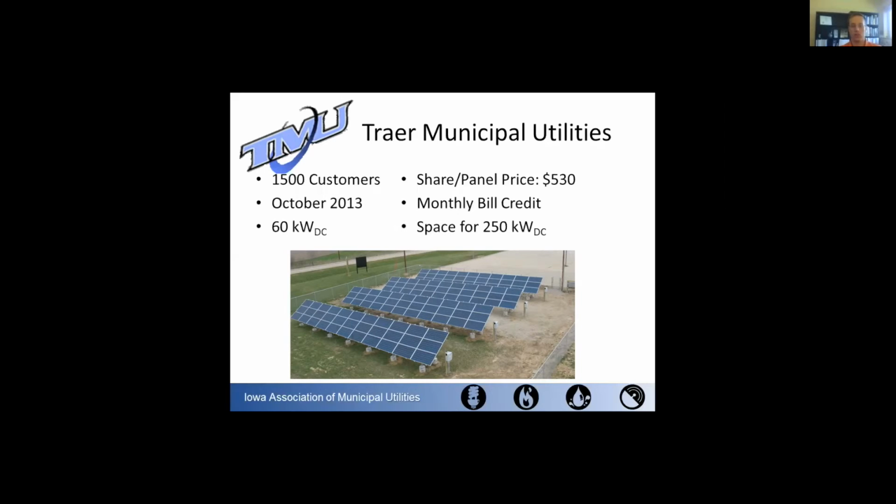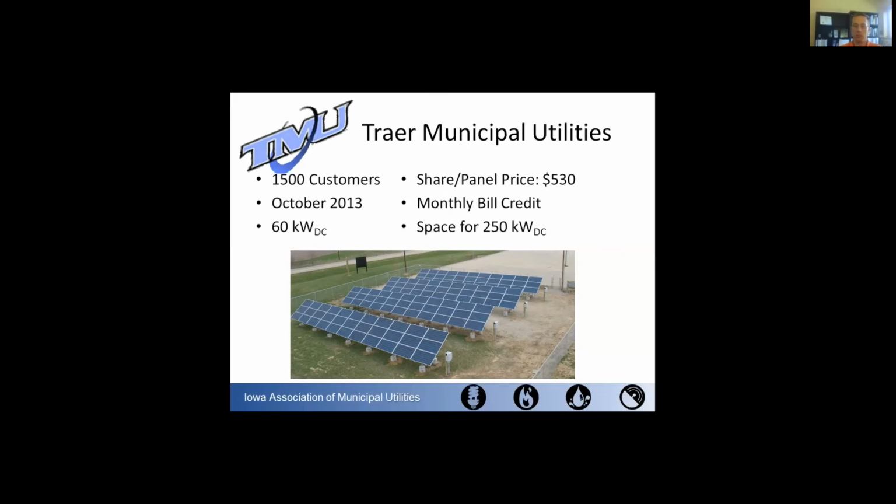First one is a project that Traer Municipal Utilities is doing. Traer Municipal Utilities serves about 1,500 customers in the community and surrounding area of Traer, south of Cedar Falls, Waterloo. They constructed this project in response to customer inquiries and interest in solar, and it became operational in October 2013, and it is 60 kilowatts of solar.